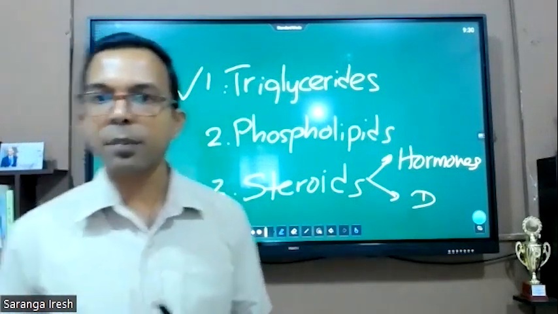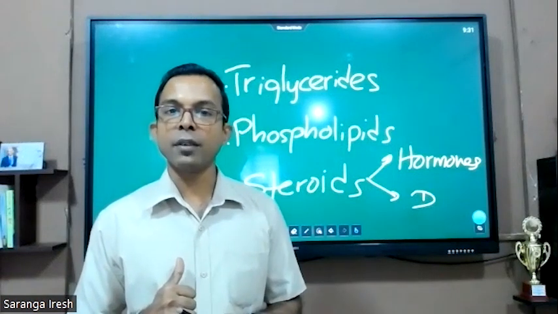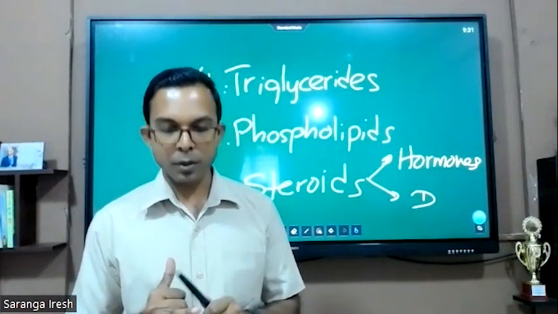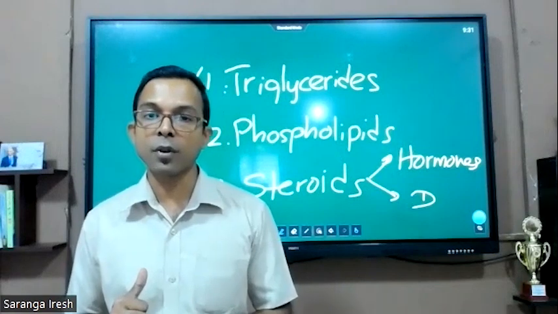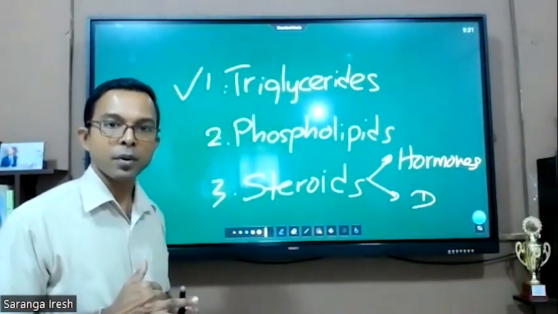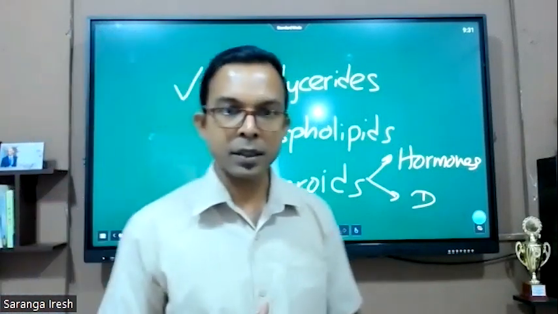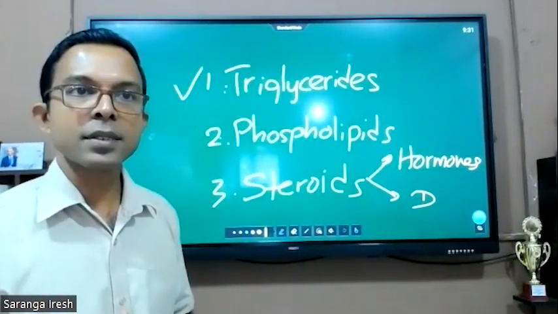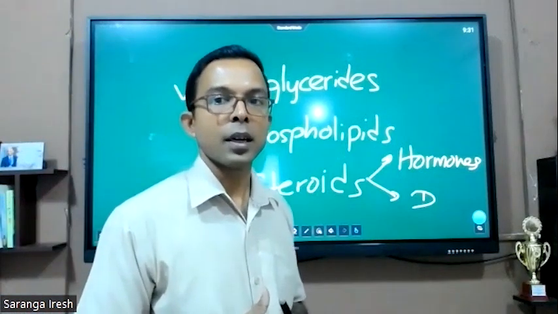Triglycerides are the common type of lipid present in living organisms, especially the lipid which is deposited in the living organism, and also which is used by the organisms to produce energy. Triglycerides are very important. Phospholipids are the ones producing our cell membrane structure. And the steroids serve as hormones, vitamin D, and cholesterol.